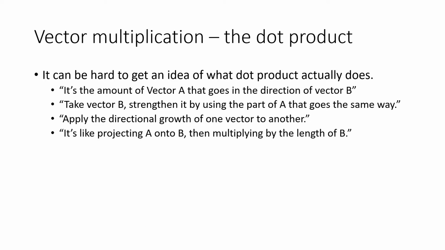But what does that do? Well, it's kind of hard to get an idea of what dot product actually does. Here's a few examples that I've found people talking about it. They say, oh, it's the amount of vector A that goes in the same direction as vector B. Or take vector B and strengthen it or magnify it by using the part of A that goes the same way. Or apply directional growth of one vector to another, or project A onto B, then multiply by B. If that makes sense to you, then that's great, but I think it's really best to see it in action.